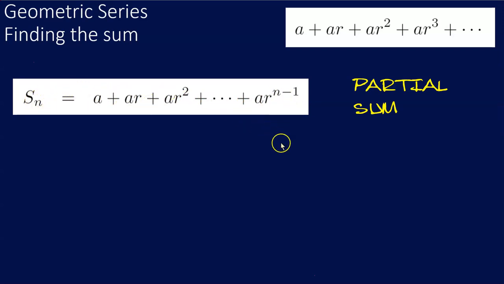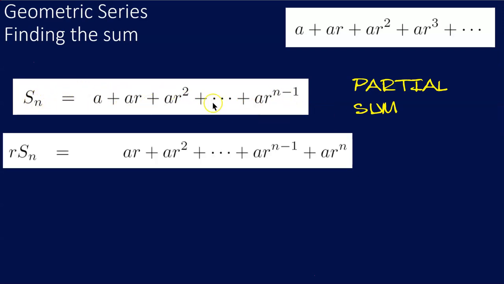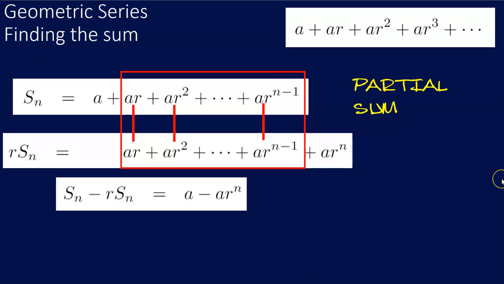Take this expression, multiply through by r. That takes all of these and shifts them over by 1. So we start with ar squared, all the way up. This last one is a times r to the n. Now notice how these match up. If we subtract one equation from the other, that whole chunk of terms will go away, and we're left with S sub n minus r S sub n is a minus a r to the n.